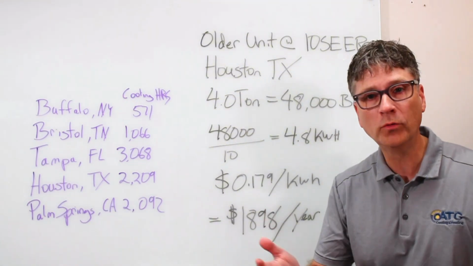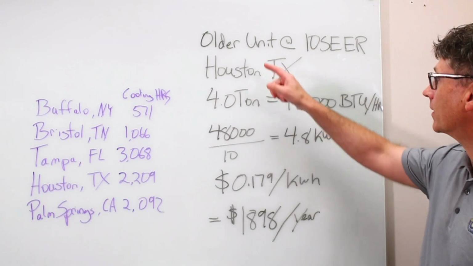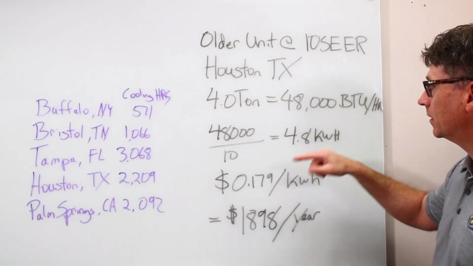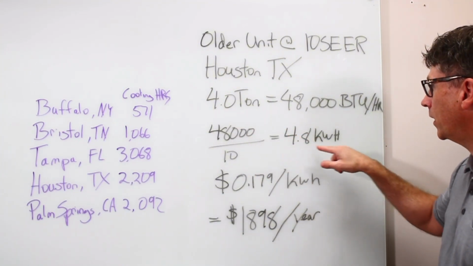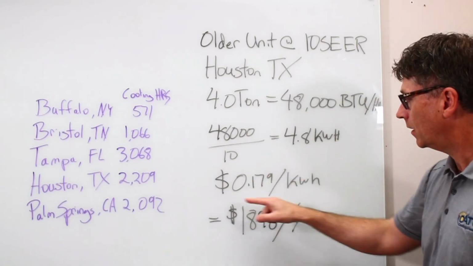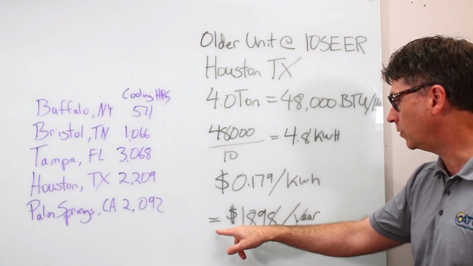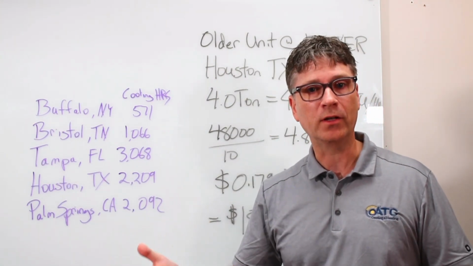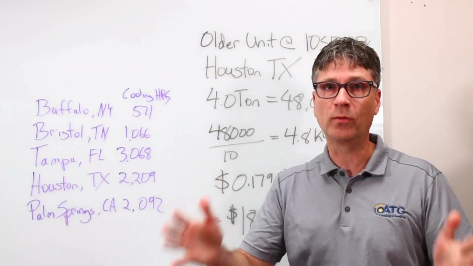Now, you may have an older unit that only gets, let's say, 10 SEER, and you live in Houston, Texas. And your unit is a 4-ton system, or 48,000 BTUs. Again, we use our math here. We divide 10 SEER into 48,000, and that gives 4,800 watts, or 4.8 kilowatt hours. In Houston, Texas, a pretty good estimate for the electricity rate is 17.9 cents per kilowatt hour, and that gives you a $1,898 per year operating cost to run your air conditioner. Over a 5-month summer period, that's about $400 a month just to run your air conditioner.